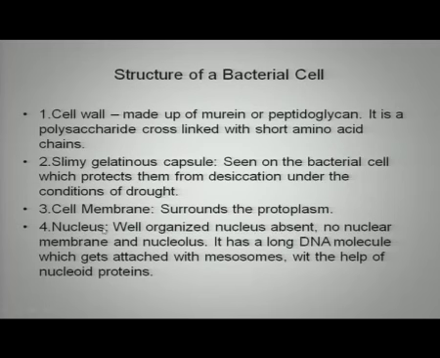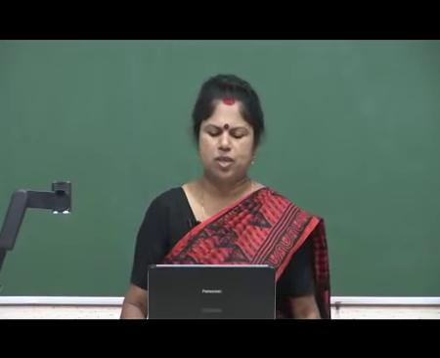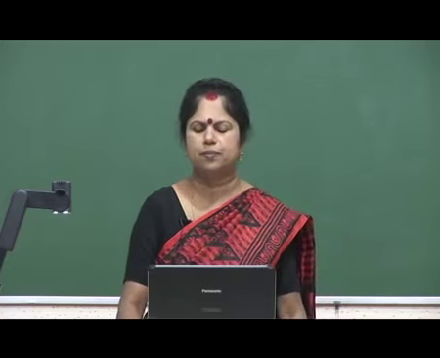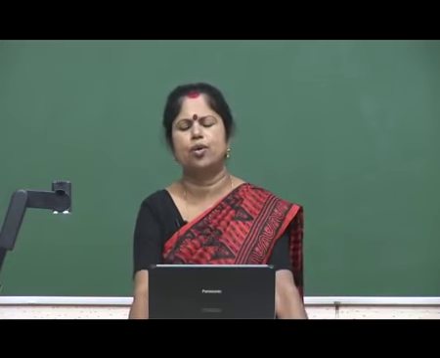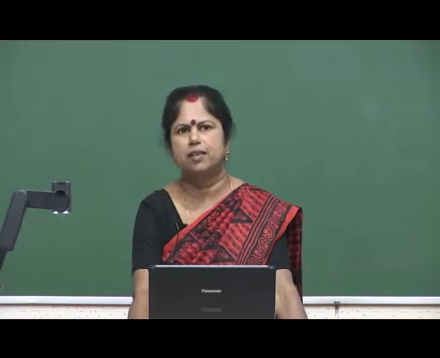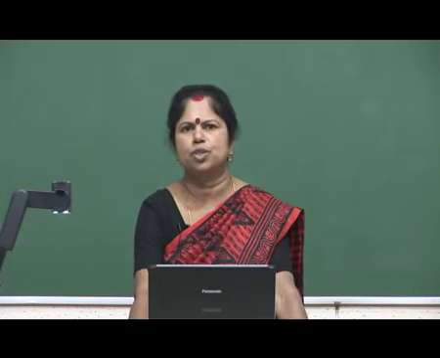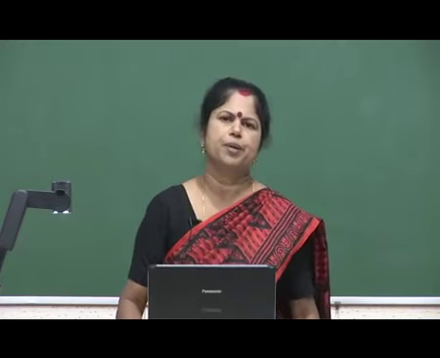The fourth one, the major part, is the nucleus. A well organized and true well-defined nucleus is totally absent in the prokaryotic cell. There is no nuclear membrane and no nucleolus. So, we can call this particular structure the nucleoid. Oid means like; nucleoid means nucleus-like structure, but not the true nucleus. It has a long DNA molecule which gets attached to the mesosomes with the help of nucleoid proteins.